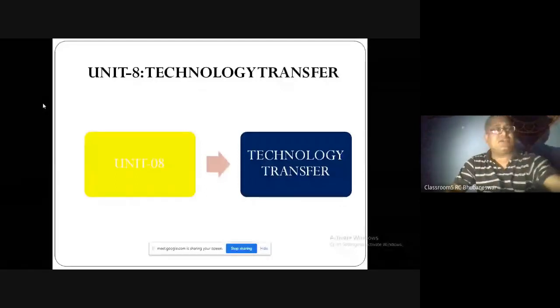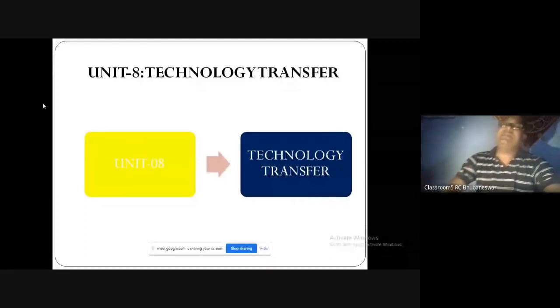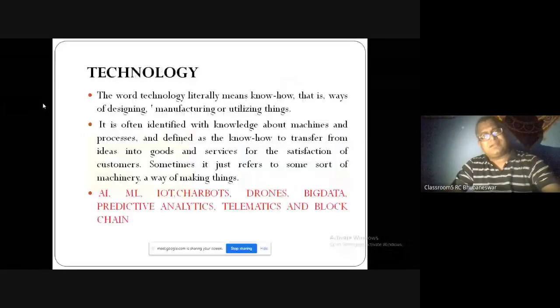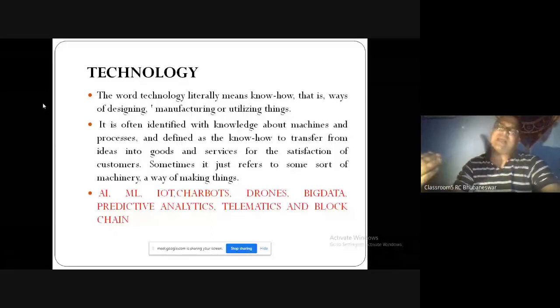My dear students, this is the last topic of the particular unit, IBO-2 block number 2, and the last unit is called technology transfer. But the question is, what is technology? Technology is an enabler, and everybody is using it. Without technology we cannot sustain in present days. Technology means know-how. It means utilizing things through a new dimension, new ways. It is a driving force, and without it we cannot sustain.